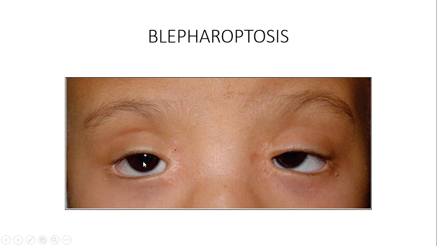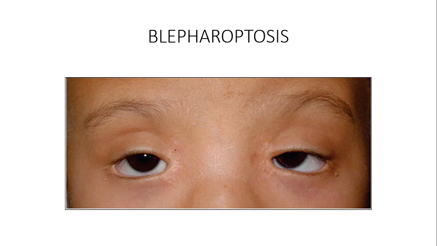So eyelid drooping is known as blepharoptosis. Don't just say ptosis. Ptosis means descent, lowering, or drooping, partial or total, of an organ or part of the body. But when you add blepharo, it makes it ophthalmological. So say blepharoptosis. Ladies and gentlemen, there's a lot to learn so far as the eyelids are concerned.